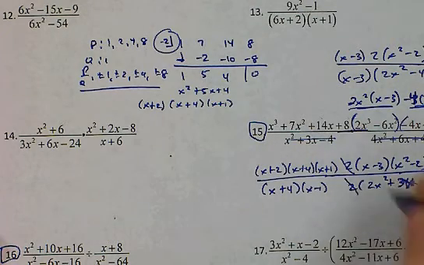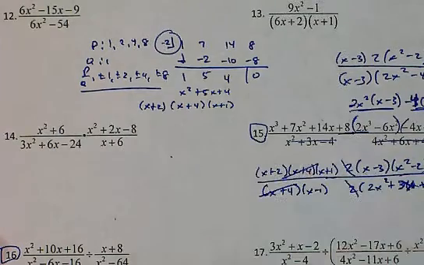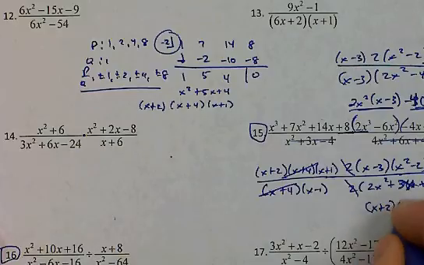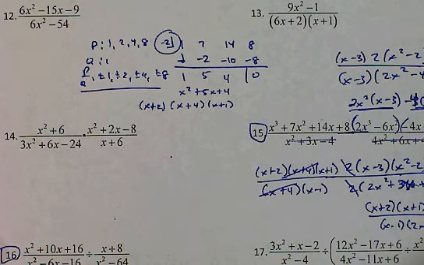So these 2's can cancel, and the x plus 4's can cancel. And that's it. Nothing else cancels here. And so my final answer is just going to have a bunch of factors in it. So that's my final answer, and I need to do my domain restrictions.